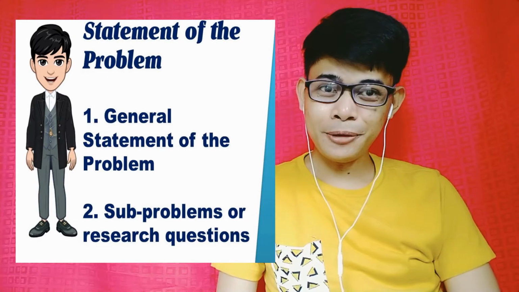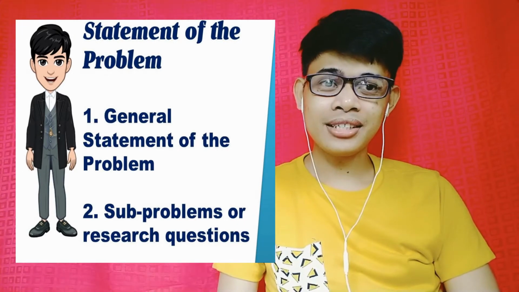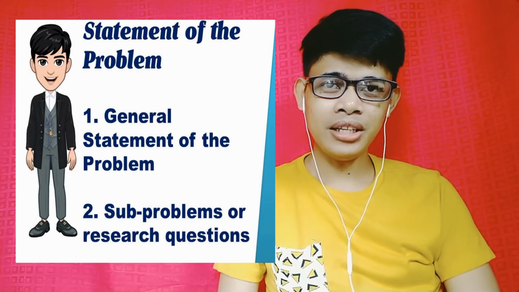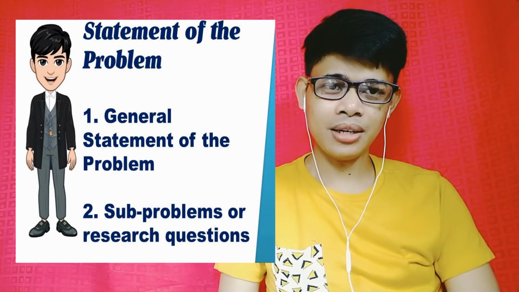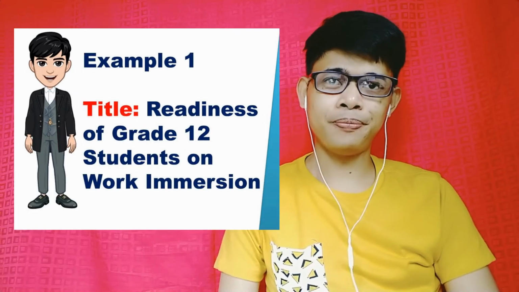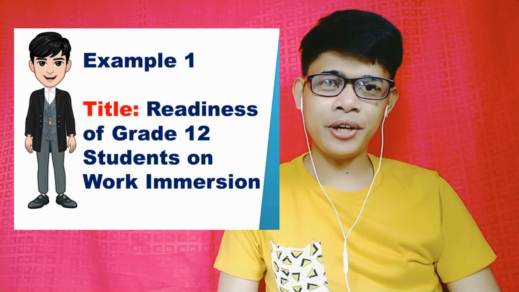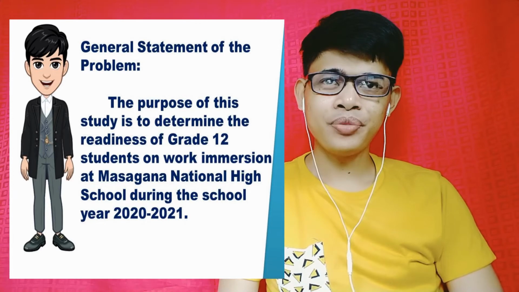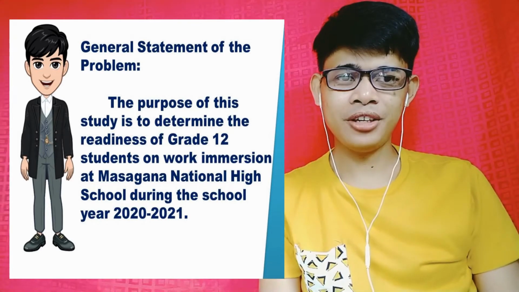The statement of the problem has two main parts. We have the general statement of the problem, and the sub-problems or the research questions. So usually the general statement of the problem is in declarative form, and the sub-problems or specific problems are in interrogative form. So we have here an example: Readiness of Grade 12 Students on Work Immersion. So the general problem, or the general statement of the problem, will be, we have here a sample.